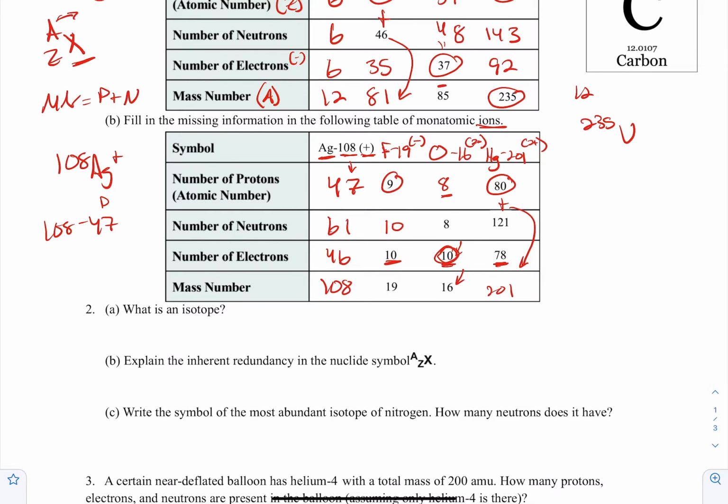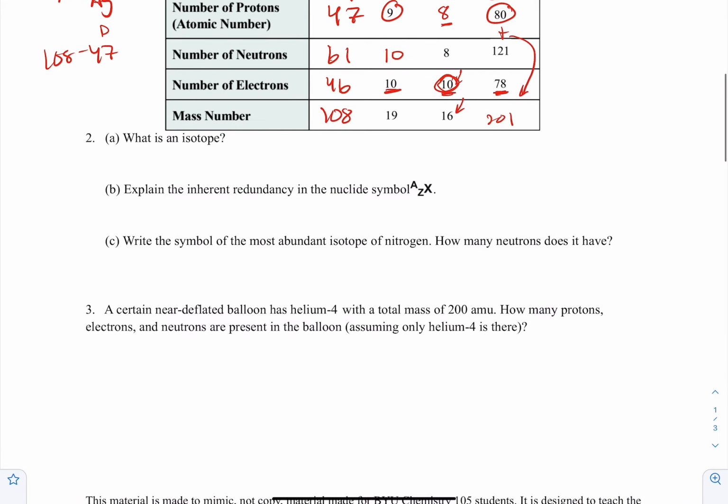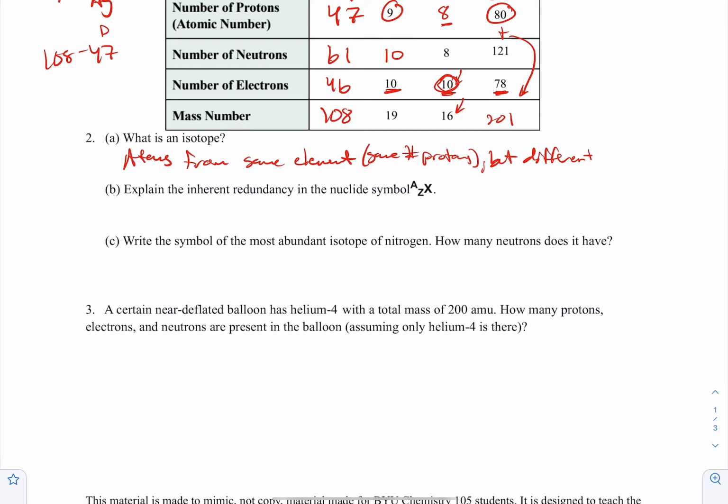Okay? All right. What is an isotope? Isotopes are atoms that are from the same element. From the same element, meaning what? Meaning they have the same number of protons, but a different number of neutrons. Okay.